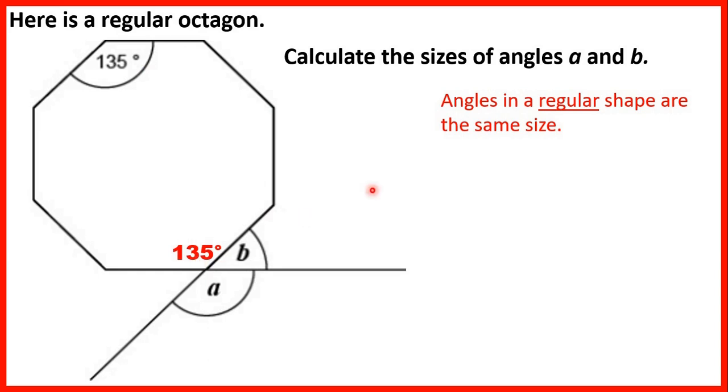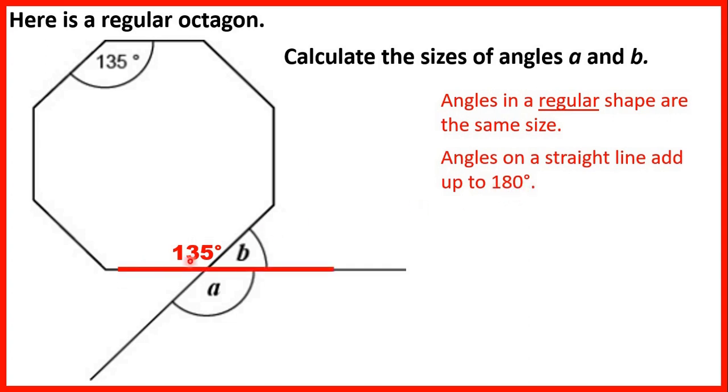Now another fact that will be useful here is that angles on a straight line add up to 180 degrees, and we can see that we have a straight line here. So to work out angle B, we can subtract 135 from 180, and that gives us 45 degrees for angle B. Now to calculate angle A, we might spot that we have another straight line here.